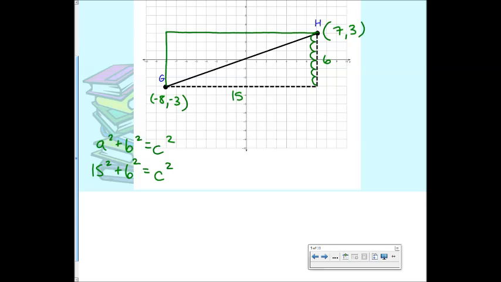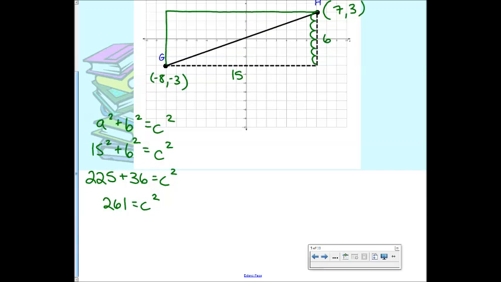All right. So 15 squared is 225. 6 squared is 36. Equals C squared. If I add those together, I get 261. All right, is that a perfect square? No, so my answer ends up just being C equals square root of 261.